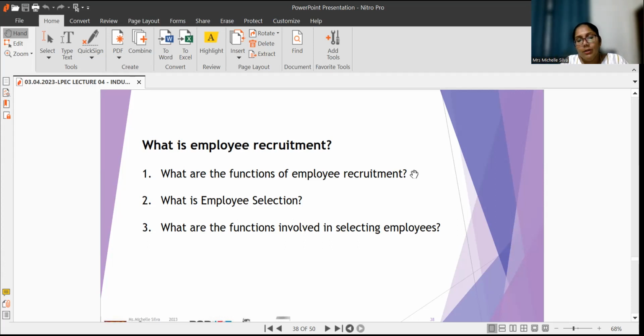Within bracket, write down: questions which can be used during the interview process will be decided by the industrial psychologist.